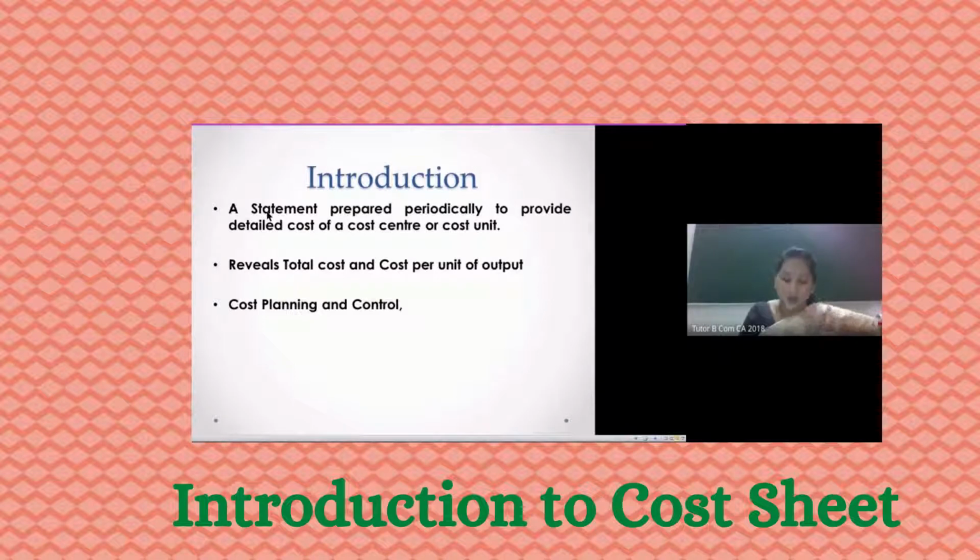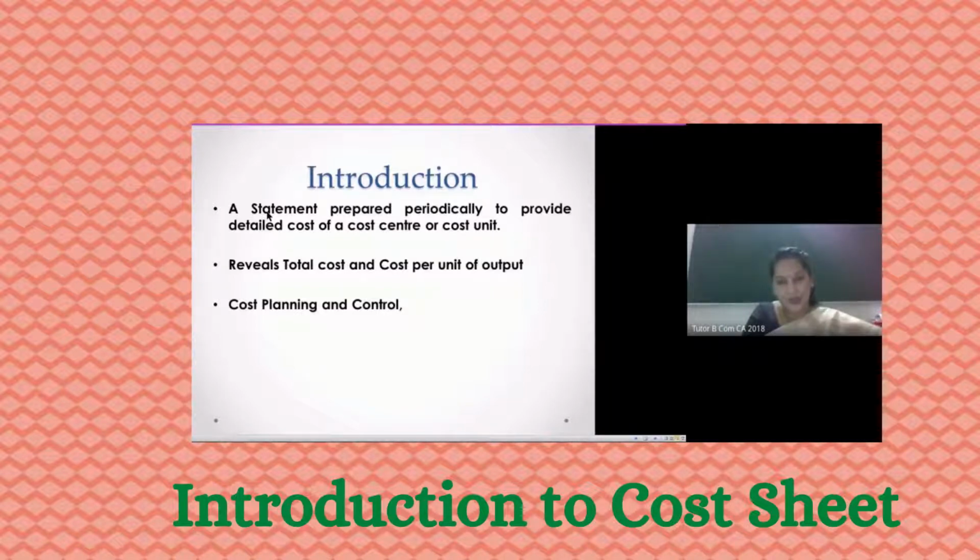In order to come up with a pricing decision, we really want to know exactly what cost is incurred by that particular unit, or by that center, or through that process. So the cost sheet is a statement prepared with this objective. That's why we say the cost sheet helps in planning and control.